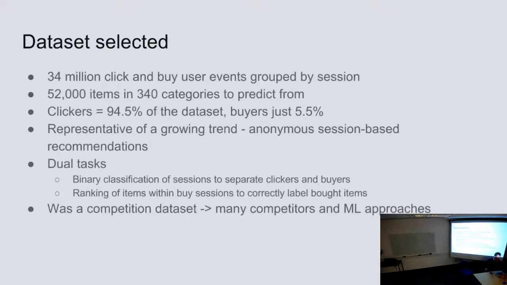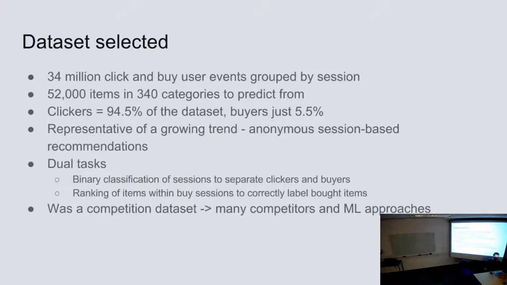Okay, so the data set that we're going to work on is reasonably large in size, 34 million events. They are almost all click events with a small number of buy events, and we get to group them by a session ID. The size of our product catalog is 52,000 items, also reasonably sized, with a small number of categories. Our data set's heavily imbalanced, right? We've got just under 95% of clickers and just over 5% of buyers, and that's very typical for an e-commerce data set.